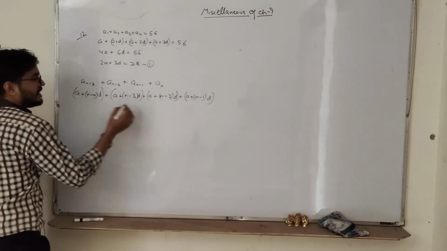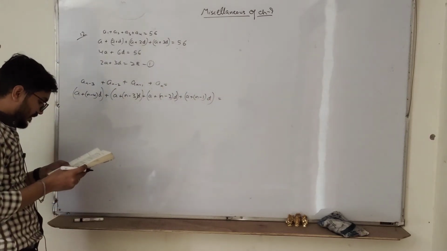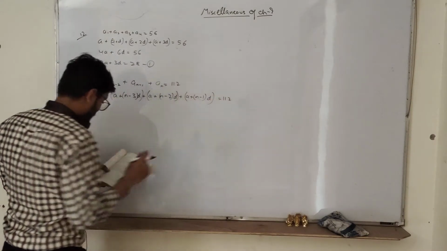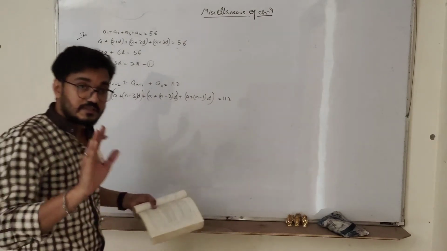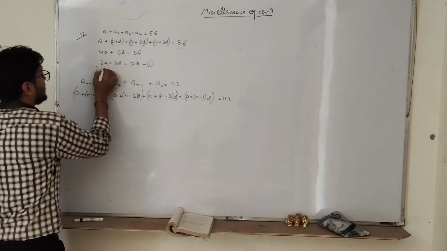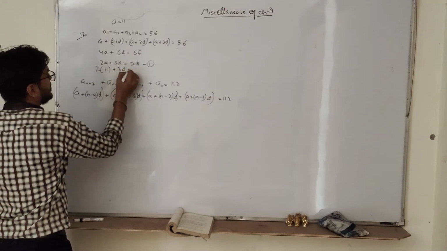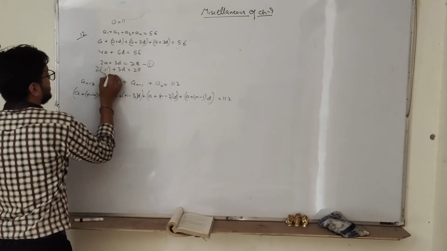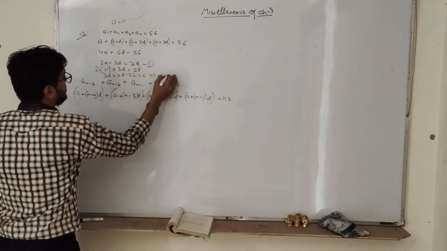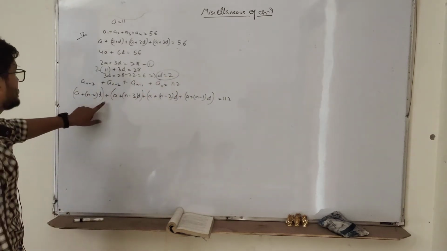What is the formula for an? An is a plus n minus 1 d. So it is equal to 112. The first term is given to us, so the a value is 11. Then 11 plus 3d is equal to 28. So 3d is equal to 28 minus 22, which is 6. So d is equal to 6 upon 3, which is 2. So d is 2. Now put the value of d and a into this.